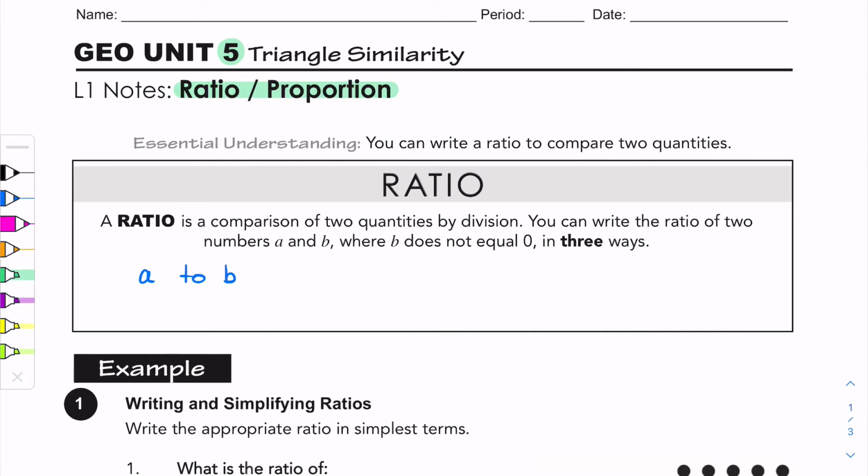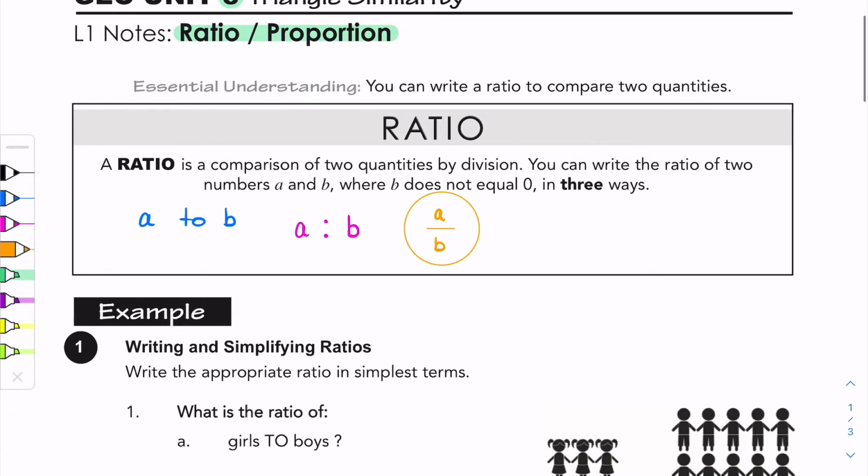The second way, a with a colon symbol, a to b. And the third way is a fraction, which is the most common way that I write a ratio. I write it as a over b or a to b. So I just used the letters a and b for explaining purposes, but typically you would have numbers or an amount, something that makes more sense in the form of a ratio.